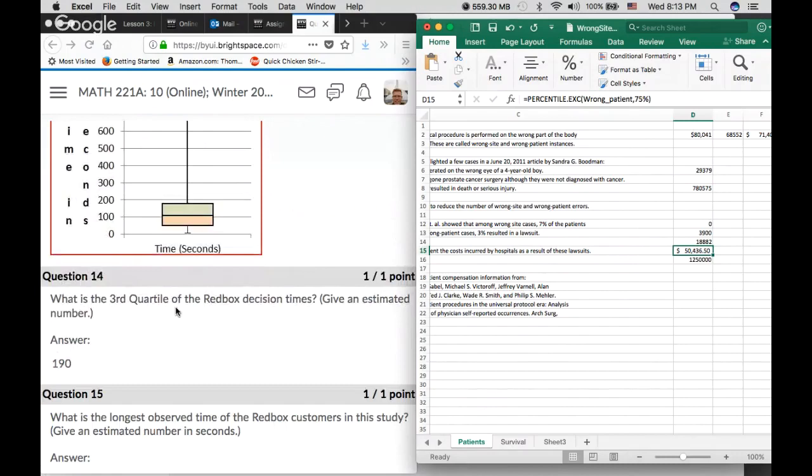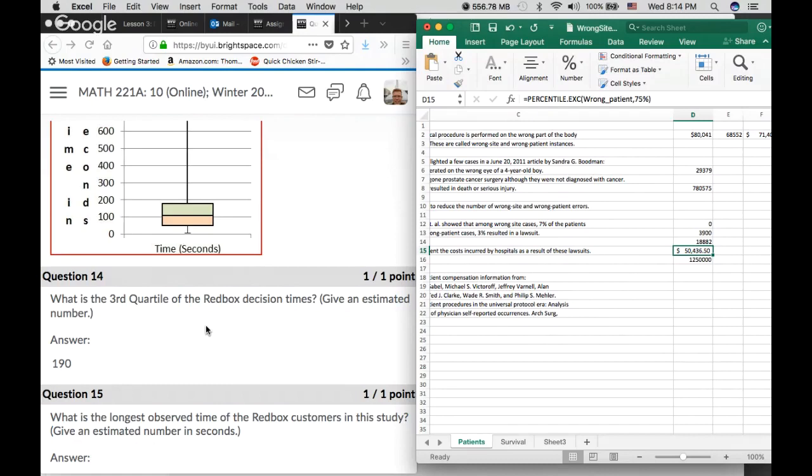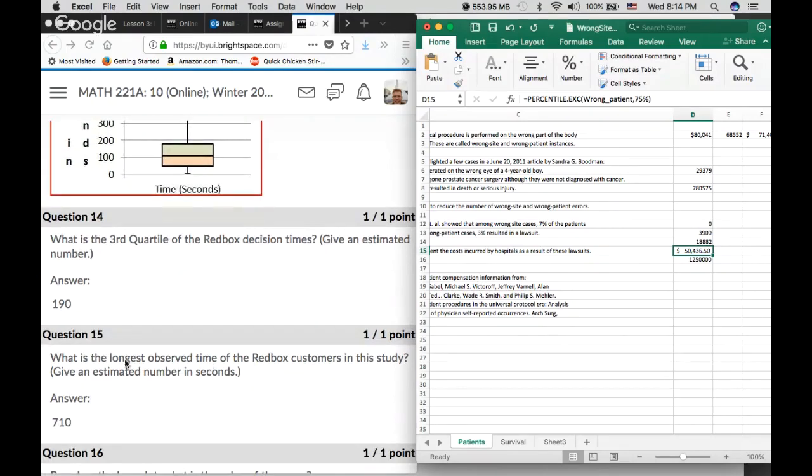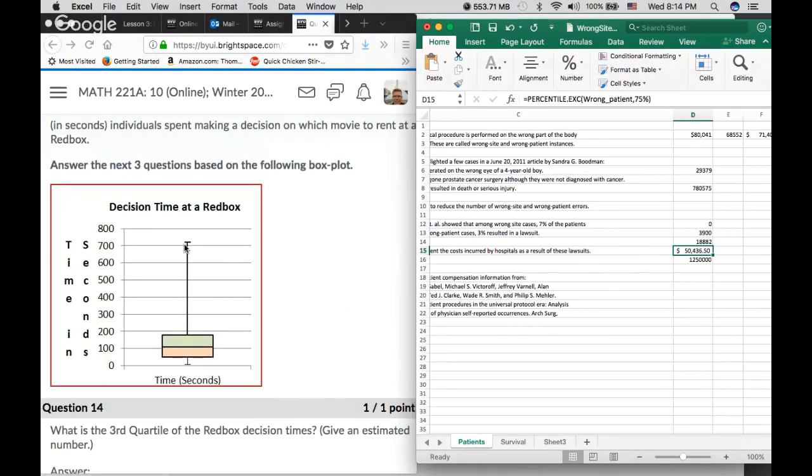So for this one, it's wanting to know what's the third quartile of the red box decision times, which is right here. It asks for an estimate. I put 190, and I got it right. That's kind of vague. I wonder if you put 195 or 185 if it still gives it to you, but I don't know. And then it wants to know the max or the longest time. I said it was about 710.